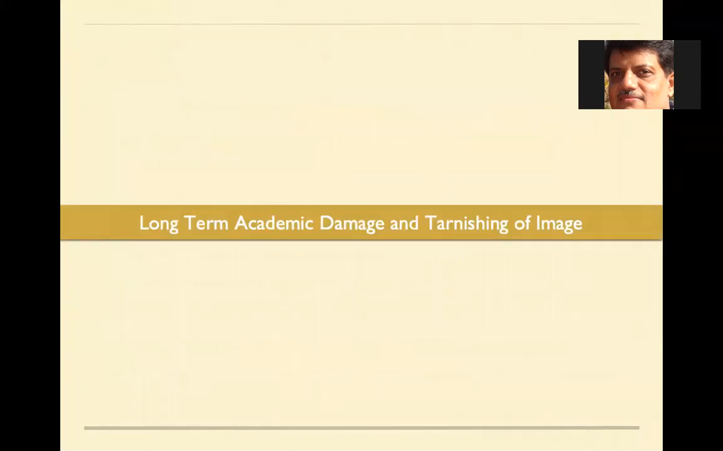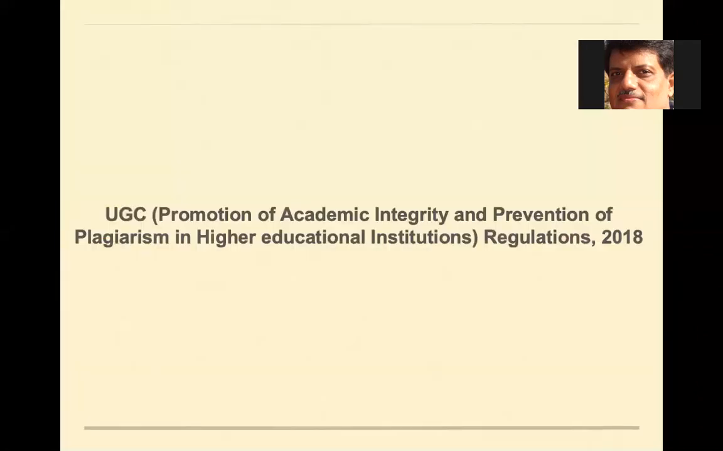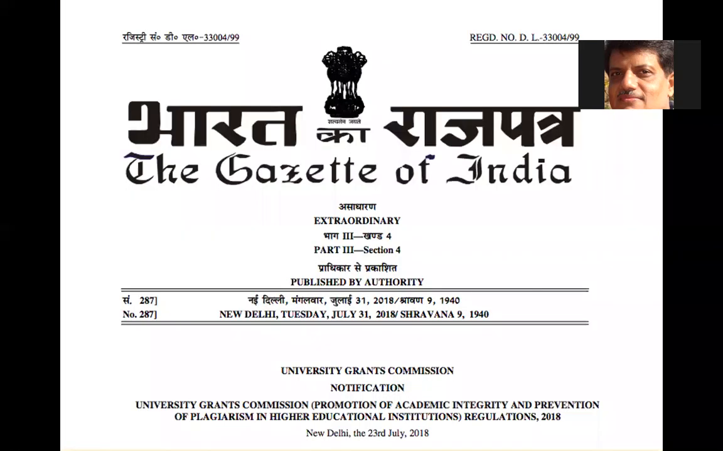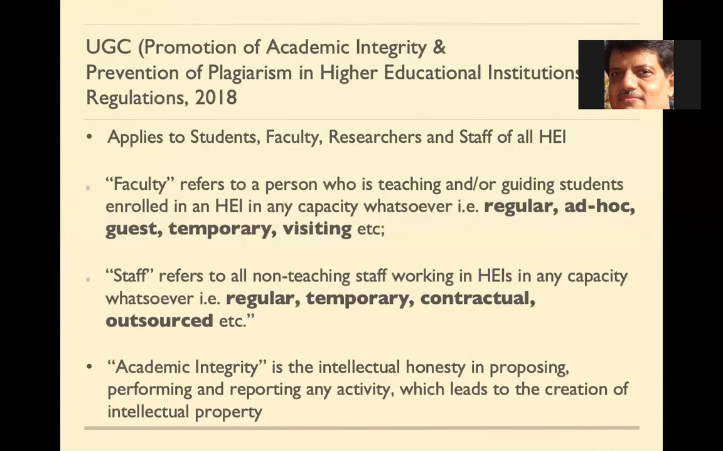As you all know, I don't need to really tell you that plagiarism actually tarnishes our image for a very long time, and it becomes very difficult to regain that kind of reputation. So let me just quickly tell you about the UGC regulation of 2018. It is called UGC Promotion of Academic Integrity and Prevention of Plagiarism in Higher Education Institutions Regulation 2018. And this was notified in July 2018.